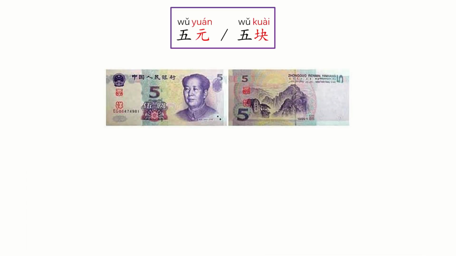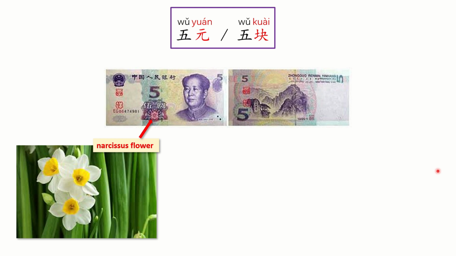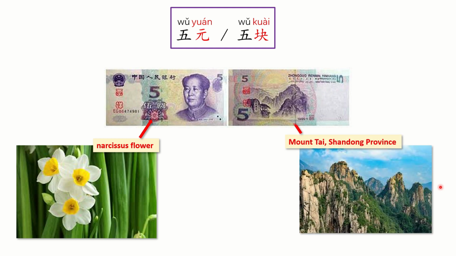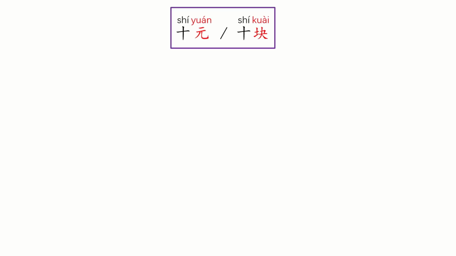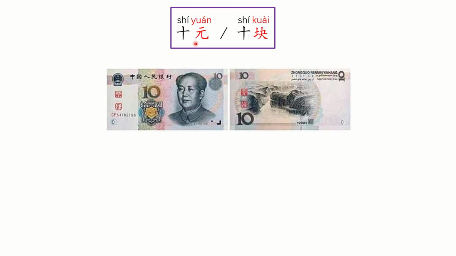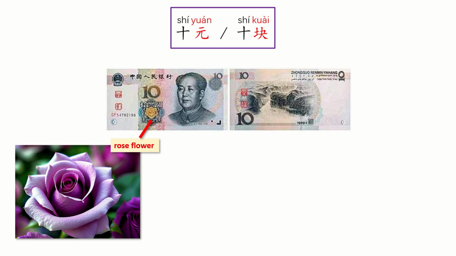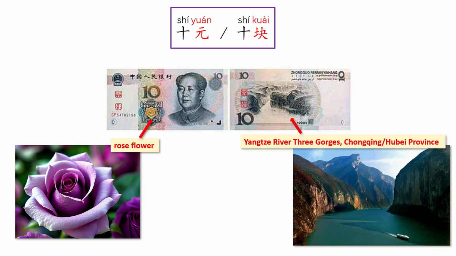Okay, this is the $5 note, which we call Wu Yuan or Wu Kuai in spoken Chinese. The flower on this note is the narcissus flower, and the landmark on the back is Mount Tai in Shandong province. On the $10 note, which we call 10 yuan or 10 kuai, we have the Rose and the Yangtze River Three Gorges, which sits on the border of Chongqing and Hubei province.